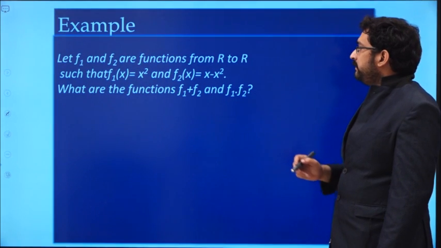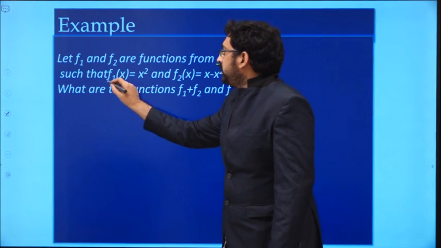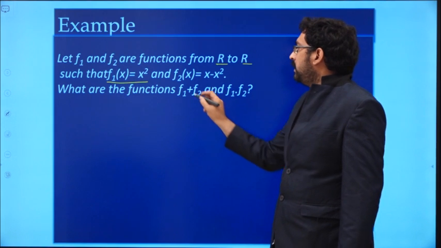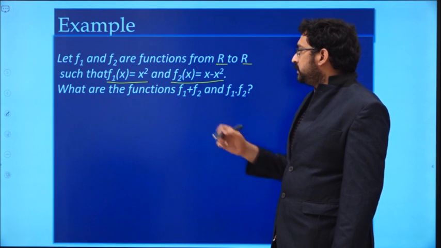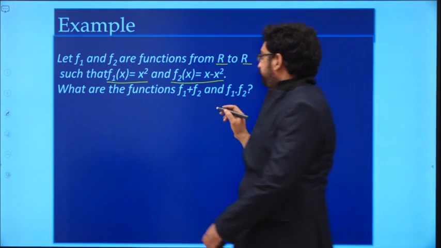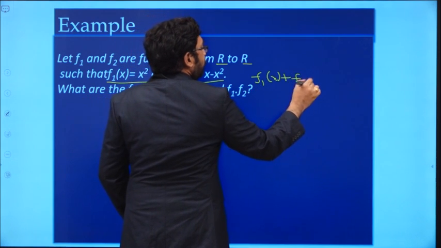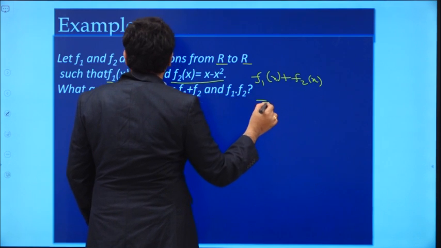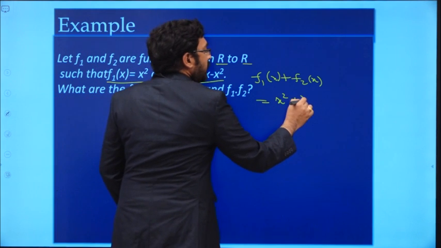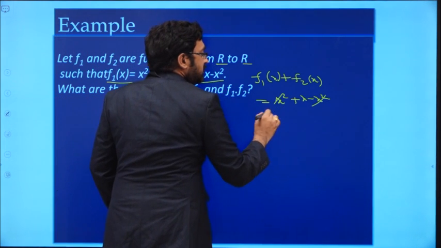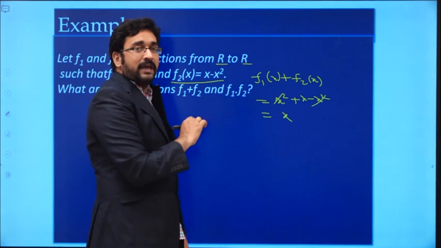Here one example is given. f1 and f2 are functions from R to R such that f1(x) equals x squared and f2(x) equals x minus x squared. Here we have to compute addition and multiplication. So compute addition: f1(x) plus f2(x). What is f1(x)? x squared, plus what is f2(x)? x minus x squared. Both x squared terms get cancelled and we get x. So if we perform addition, we will get x as the solution.